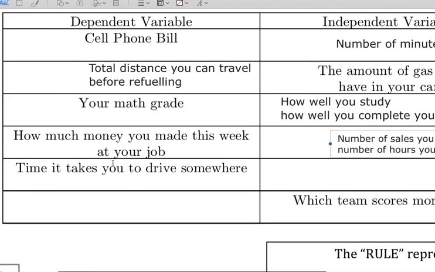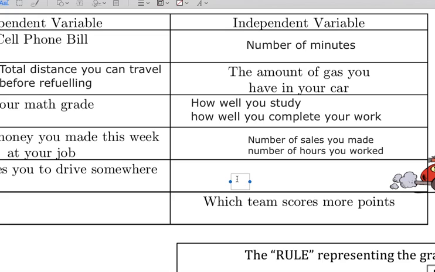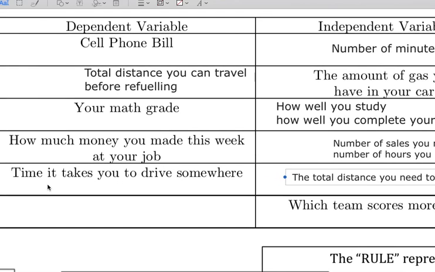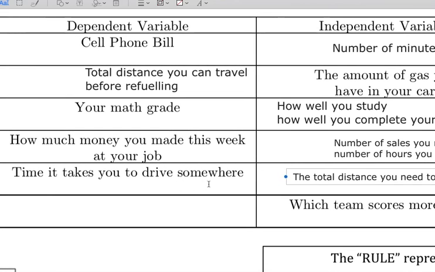The amount of time it takes you to drive somewhere. If we're thinking this is a dependent variable, what would it depend on? The time it takes you to drive somewhere would depend on the total distance you need to travel. Right? All these examples in this column are the ones that decide the quantity over here. If this distance gets longer, then the time it takes you to drive there will get bigger, right? So it's always the independent variable on this side that makes this other quantity happen.